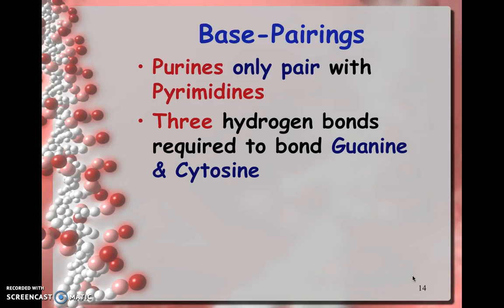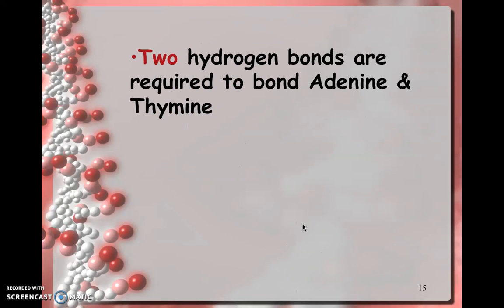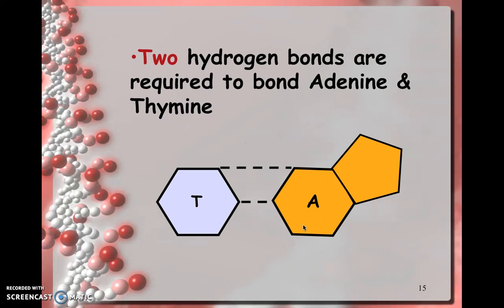That's why you would notice when the nitrogen bases were held together, guanine and cytosine had 3 hydrogen bonds. And so you see your purine and your pyrimidine, and you have these 3 hydrogen bonds. The A and the T are only going to have the 2 hydrogen bonds. Okay. So once again, you have your pyrimidine and your purine, and they have these 2 hydrogen bonds.